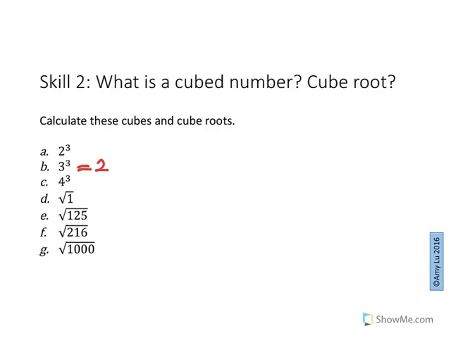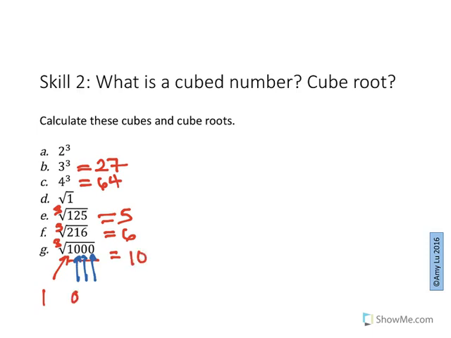3 cubed should give you 27 because it's 3 times 3 times 3. 4 cubed should be 64 because it's 4 times 4 times 4. The cube root of 125 is 5. The cube root of 216 is 6. And the cube root of 1000, and this is really easy. If you notice any of these numbers with 3 zeros in it and they're asking for a cube root, just think, what is the cube root of 1? Well, it's 1, and then just take one of those zeros. So the cube root of 1000 is 10.